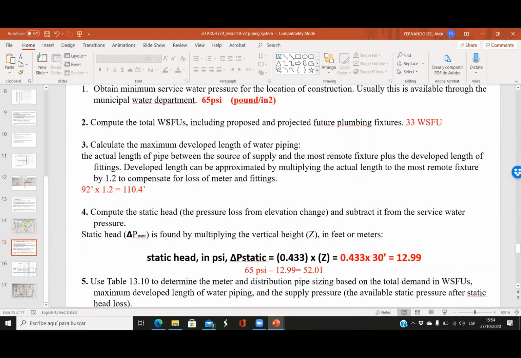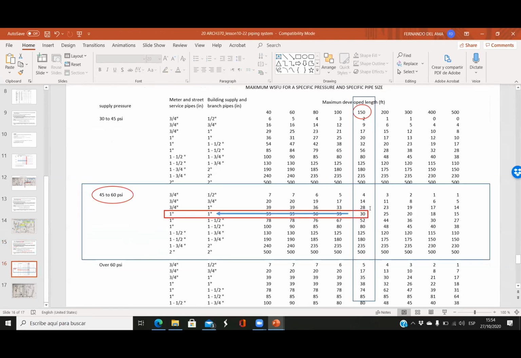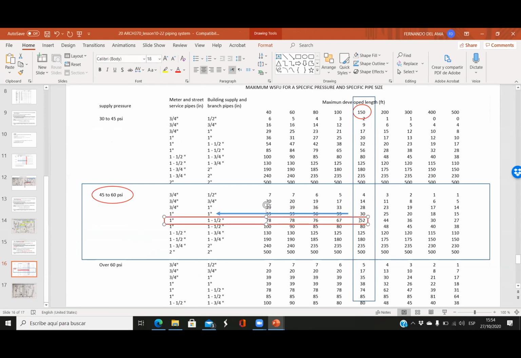The water supply fixture units: it's 33. Okay, so in this column, we have to find the 33 value. This is 30, so this is not the right one. We have to go to the following one because we don't have 33. So we always have to go to the following one. In this case, it's 52. So in this row, we go leftwards, and the building supply branch should be 1 1/2.